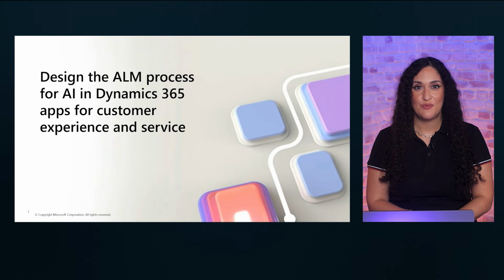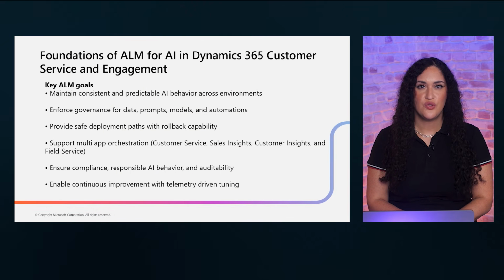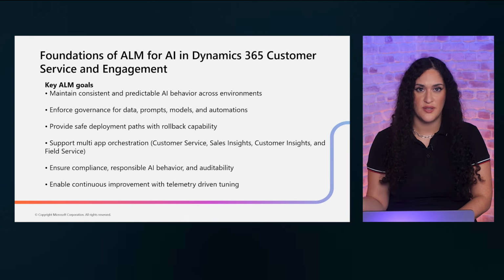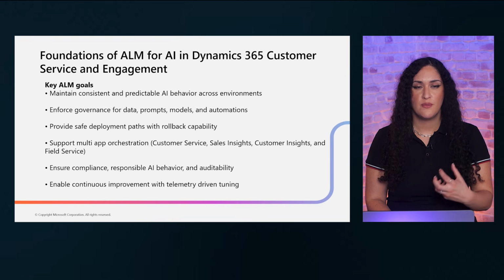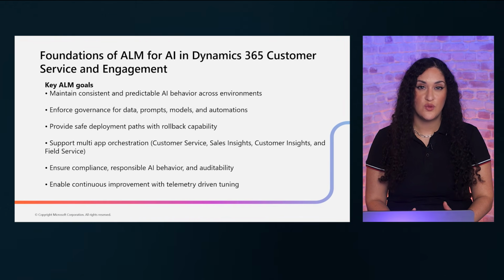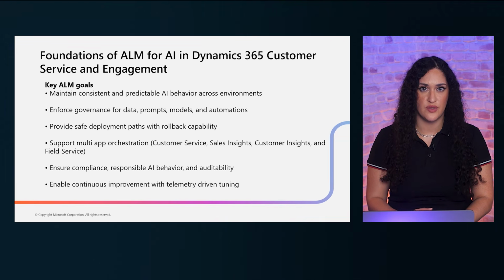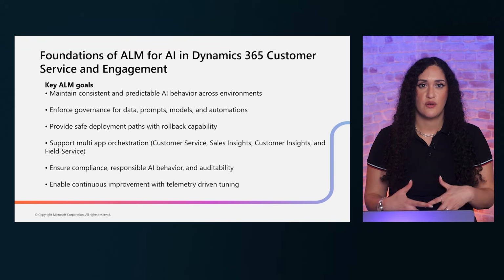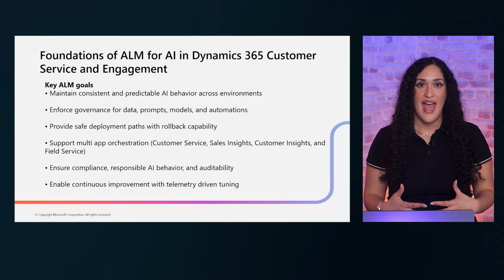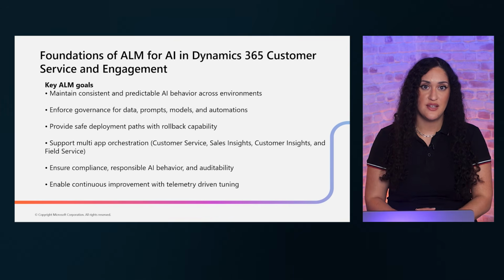Now let's explore the ALM process for AI in Dynamics 365 customer service and customer engagement applications. The key ALM goals for AI in Dynamics 365 customer service and engagement include maintaining consistent and predictable AI behavior across all environments, enforcing governance for data, prompts, models, and automations, providing safe deployment paths with rollback capability, and supporting multi-app orchestration across customer service, sales insight, customer insights, and field service. That ensures compliance, responsible AI behavior, and auditability, and enables continuous improvement driven by telemetry.